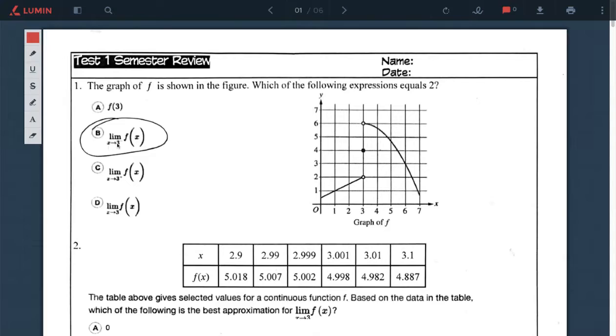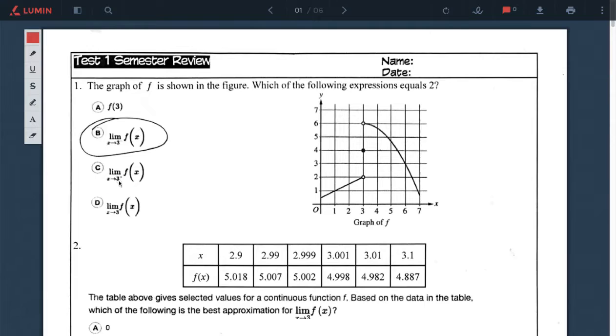The limit as x approaches 3 from the left. So here's 3. So if I have an imaginary vertical line there, where is that vertical line being touched on the left? It's being touched on the left by this piece, and then the y value that matches up there is 2. So this right here equals 2. So that's going to be our answer, but we'll keep going.